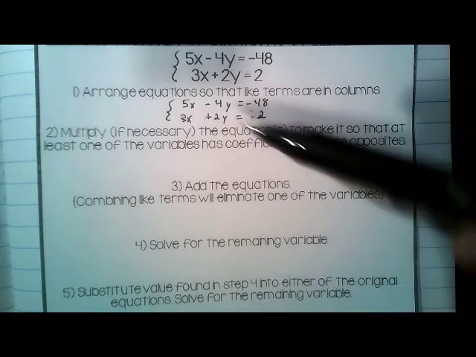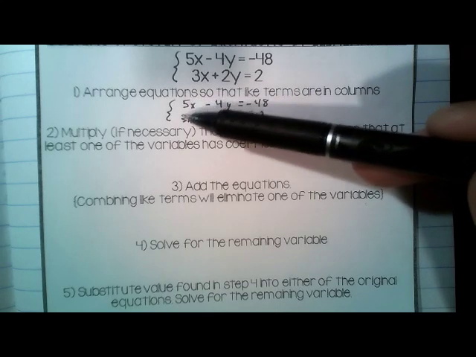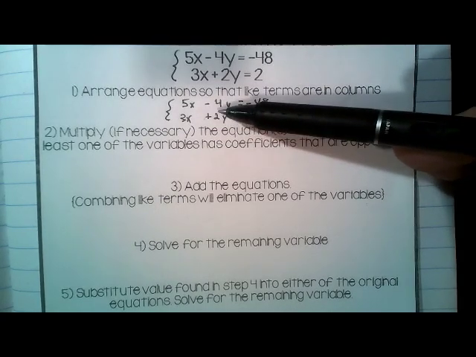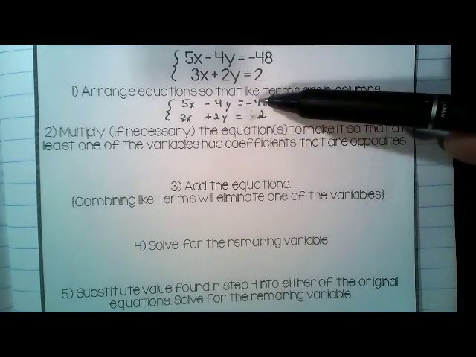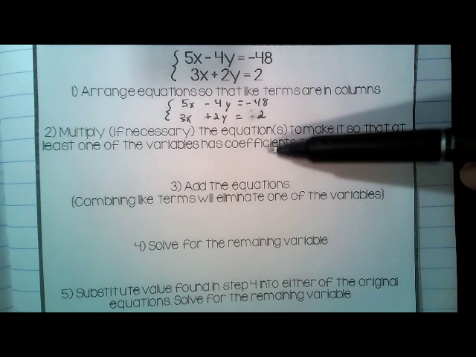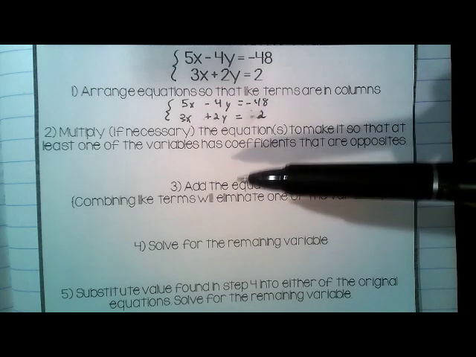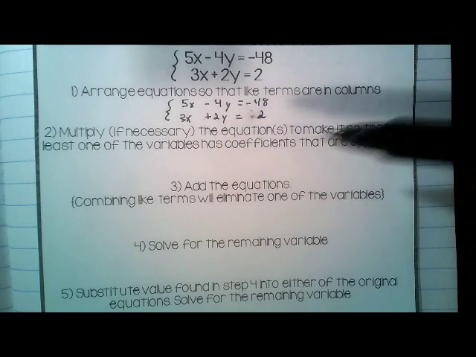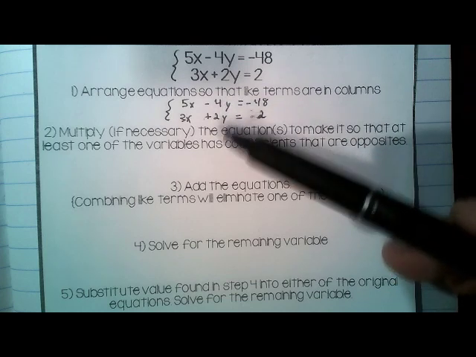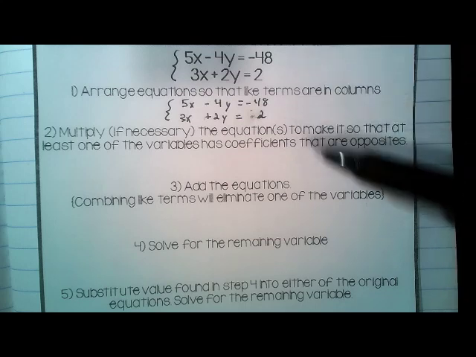Okay. So if I were to right away add these two together, I would get 5x plus 3x, I would get 8x here, negative 4y, positive 2y, I get negative 2y, negative 48, positive 2, I get negative 46. That doesn't help me because I just have a new equation that still has an x and still has a y. So I've got to manipulate this equation somehow, or either one or both of these equations, so that when I add them together, I'll eliminate a variable.